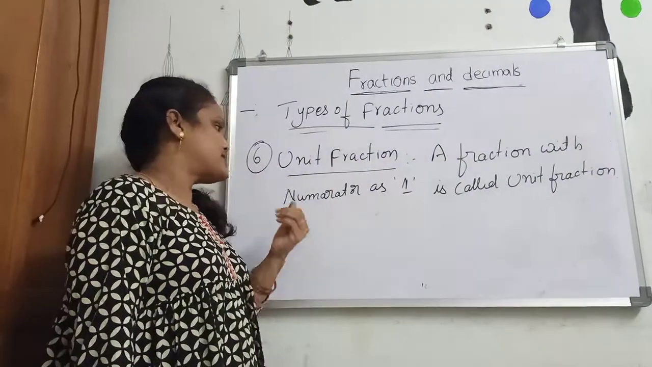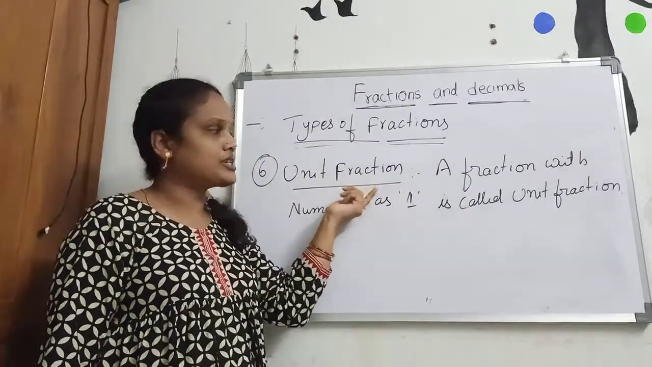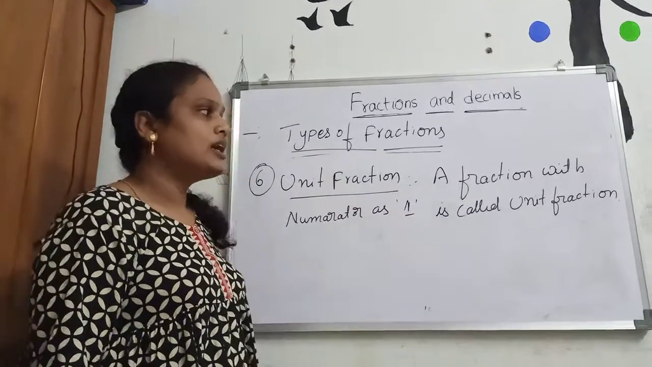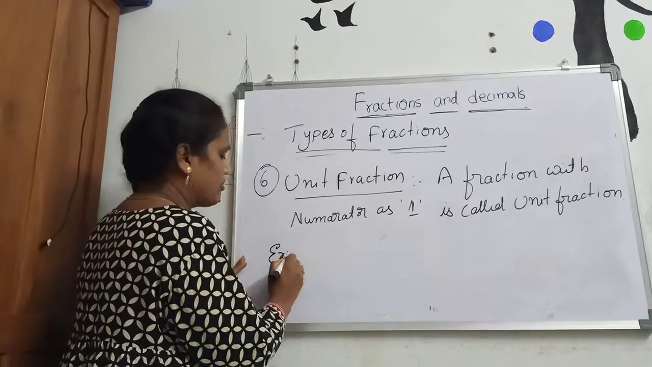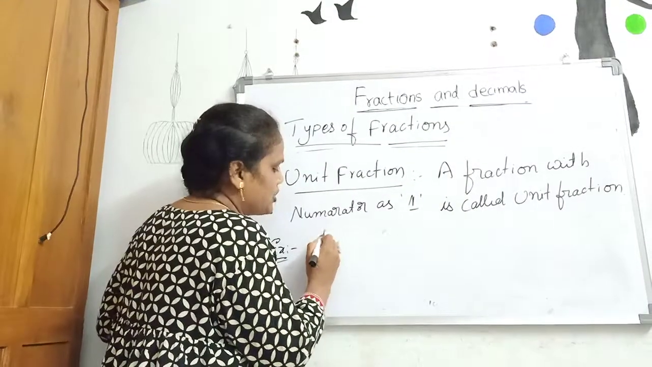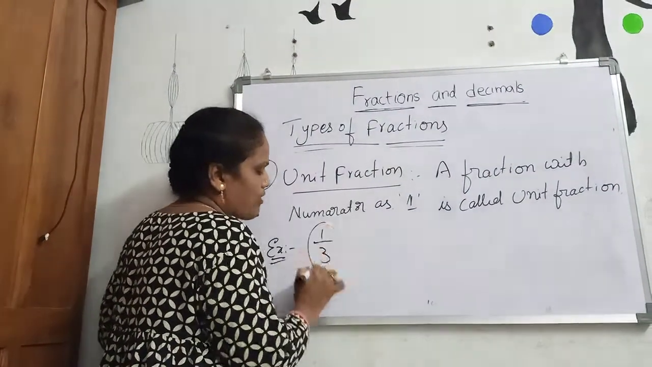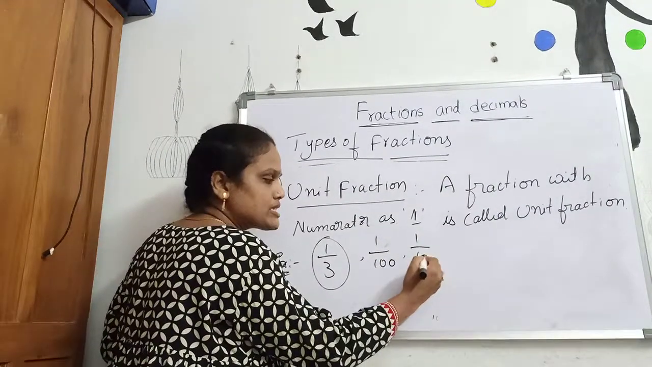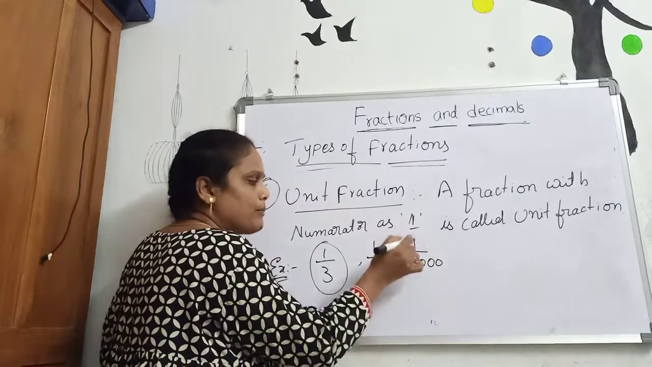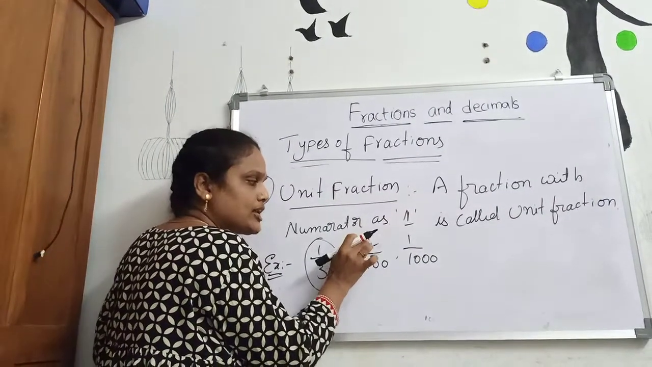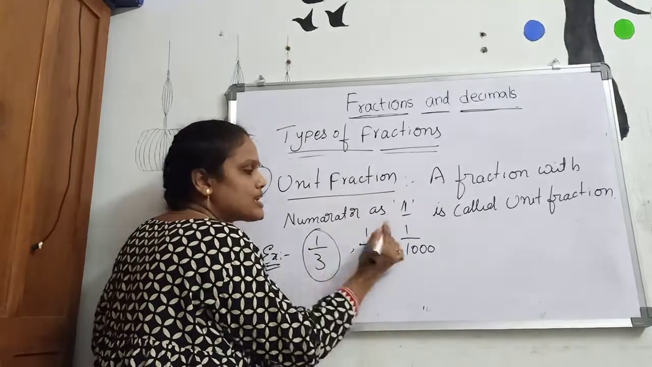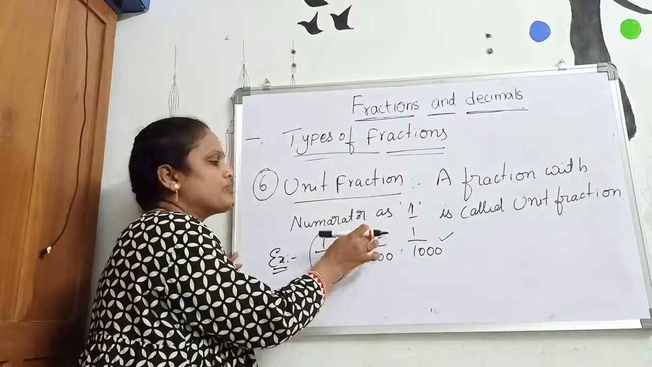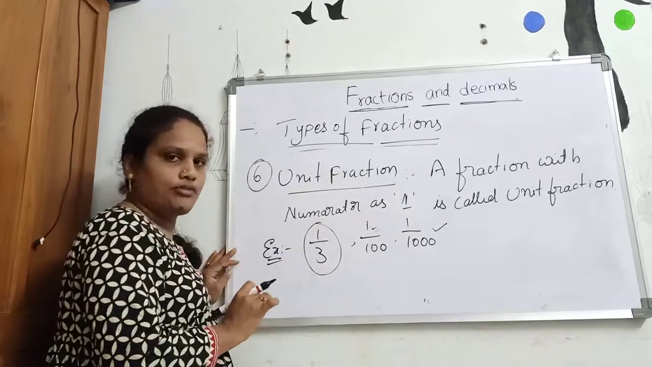The next fraction is the sixth one and the last one, the unit fraction. A fraction whose numerator is 1 is called a unit fraction. Whatever the fraction is, if 1 is in the numerator, this type of fraction is called a unit fraction, such as 1 by 100, 1 by 1000, whatever the denominator is. Unit means 1. Remember that. If 1 is there, this is called a unit fraction.